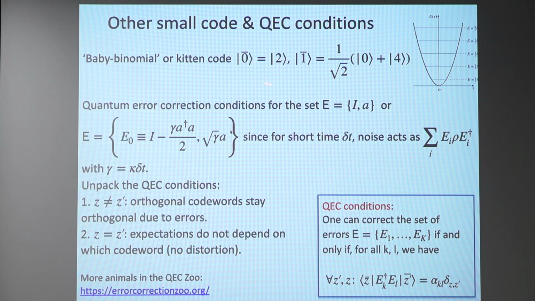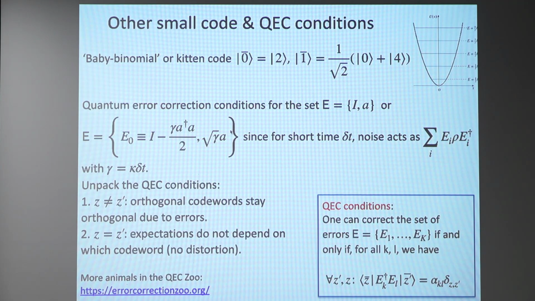Okay, so for the baby binomial or kitten code, what we do is one state is just a Fock state with 2 photons. And the other one is the superposition of 0 and 4 photons. So you see the average number of photons in these states is the same. All right, now I want to talk about the quantum error correction conditions a little bit, because you say, well, okay, this looks good. Because what happens if I have 1 photon loss, let's say there's photon loss here, it goes to state 1. Yeah, that's unlike here, right? Here, if I have a photon loss, this goes to the state 3. These are still orthogonal, so I can undo it. I'm done. I'm going to do the experiment, right?